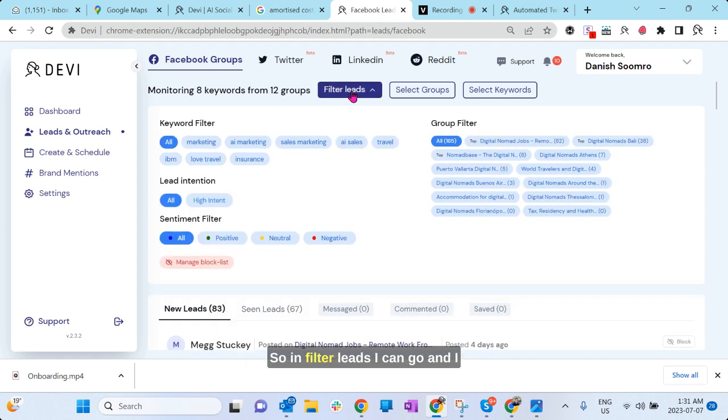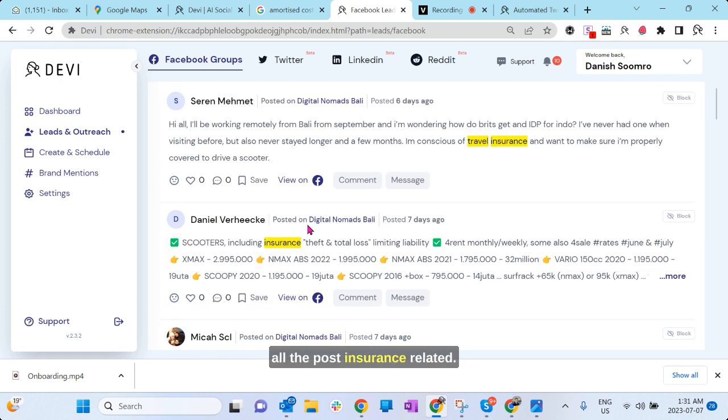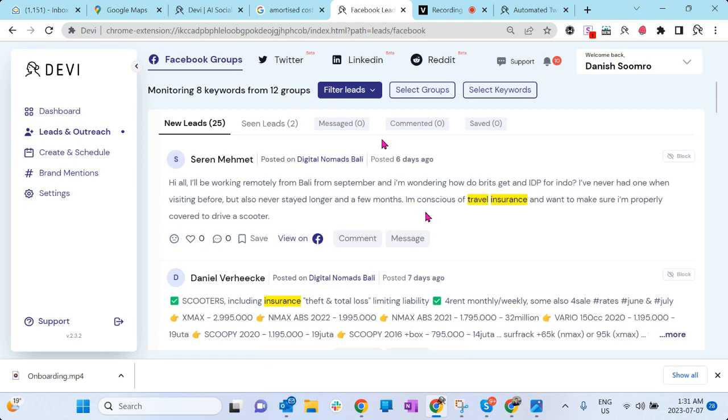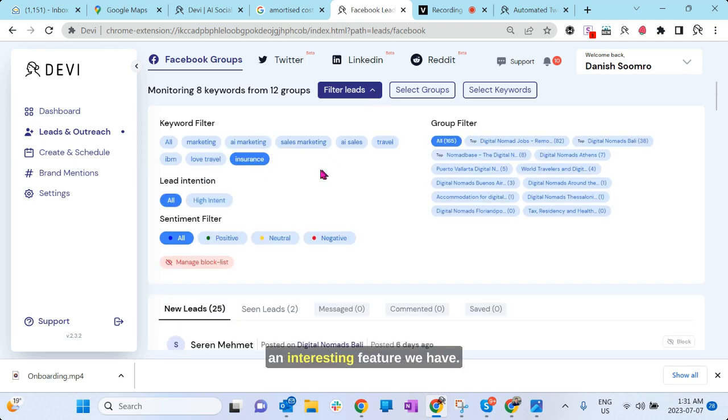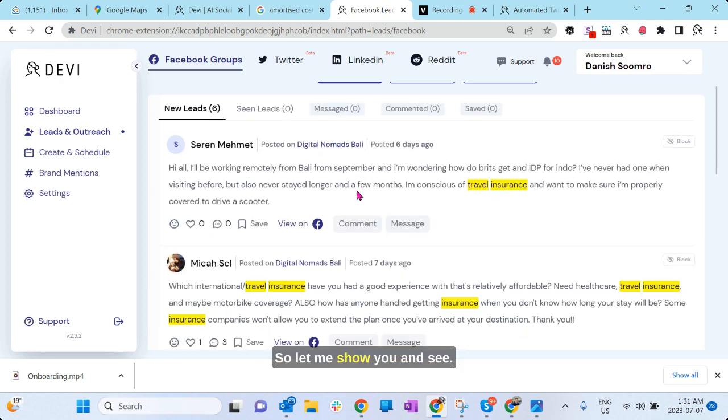Now let me take you here and show you the best feature. We have filter leads. In filter leads, I can filter the leads based on the keywords. Let's find the first one-word keyword, insurance. Now it's going to show all the insurance-related posts. There is an interesting feature we have: you can also combine two keywords. For example, I can select travel and insurance. Devi is going to find all the posts which have these two keywords mentioned anywhere in the post. Let me show you.